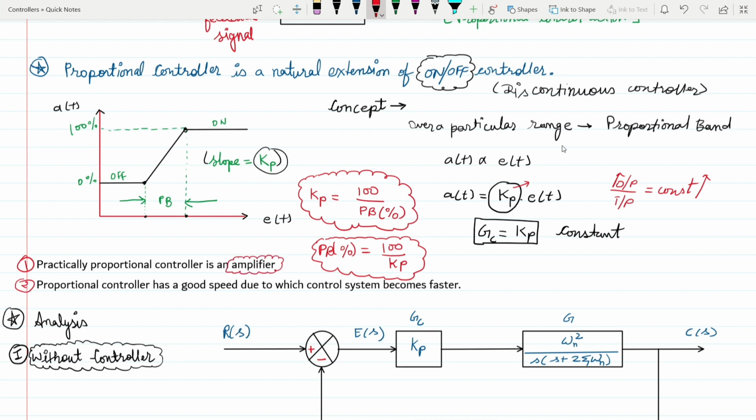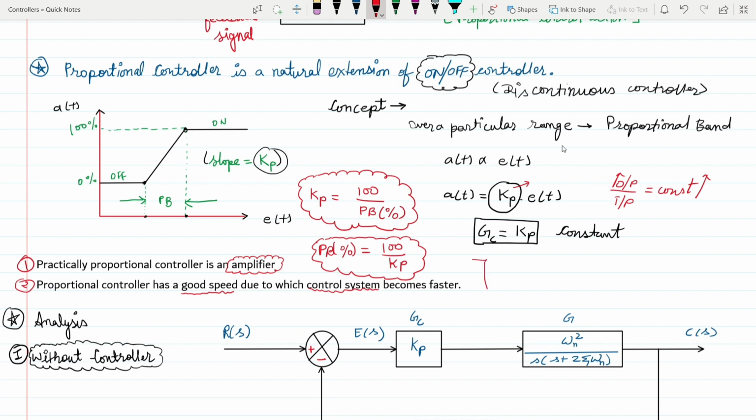Okay. The second point says the proportional controller has a good speed due to which the control system becomes faster. Since output is proportional to input, we can say it has a good speed. Since there is no lag between the output and input, that's why it is making our system faster. So you can say the control system becomes faster when we use the proportional controller.